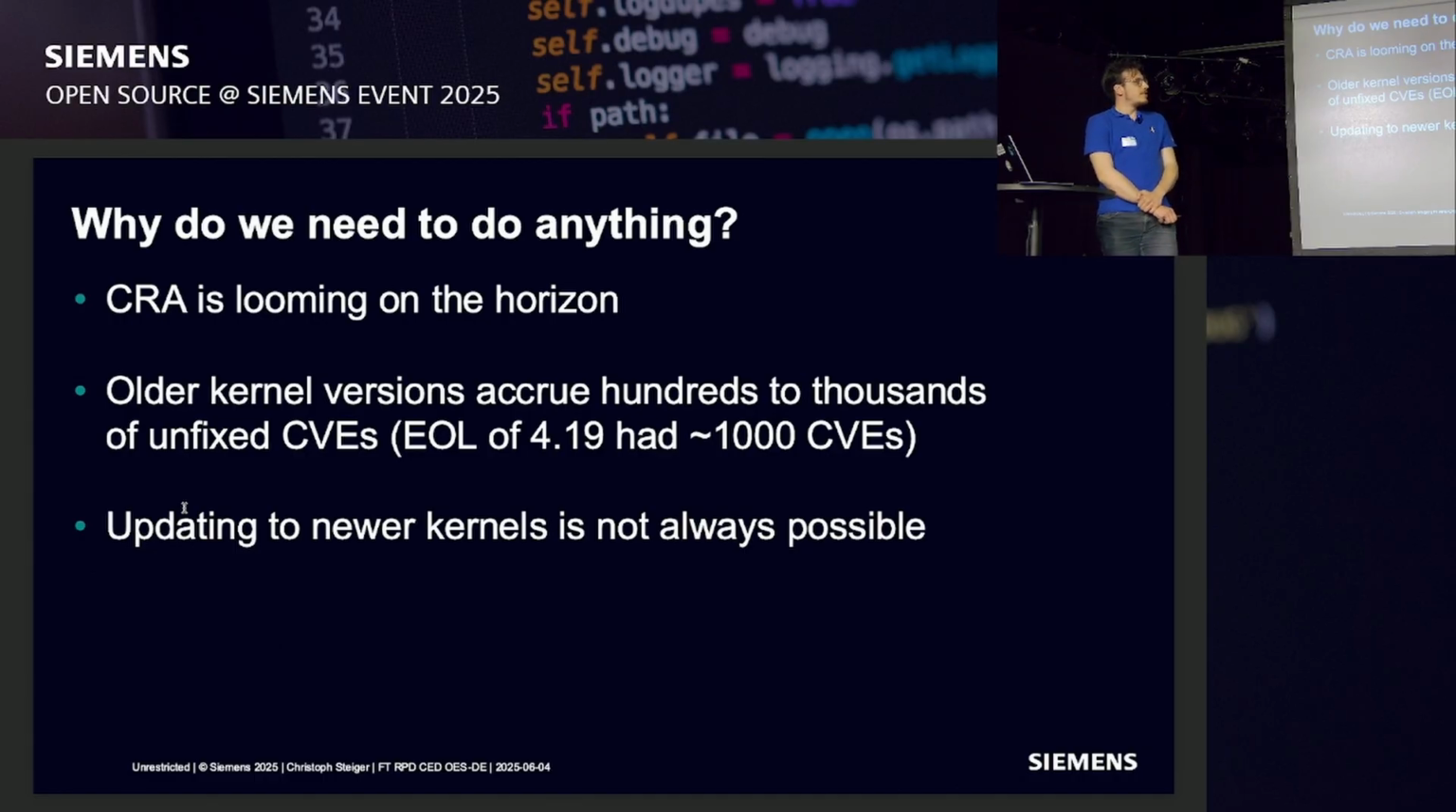The 4.19 Linux kernel version, which had its end of life, I think December last year, had an email from one of the maintainers which said that there's currently more than 1,000 unfixed CVEs for this end-of-life product. This is a lot.